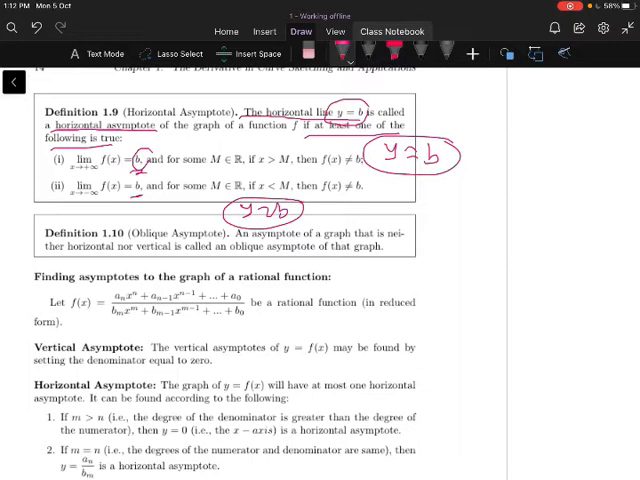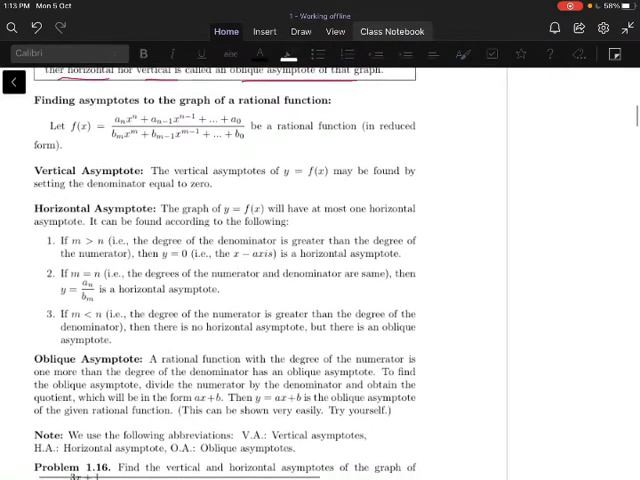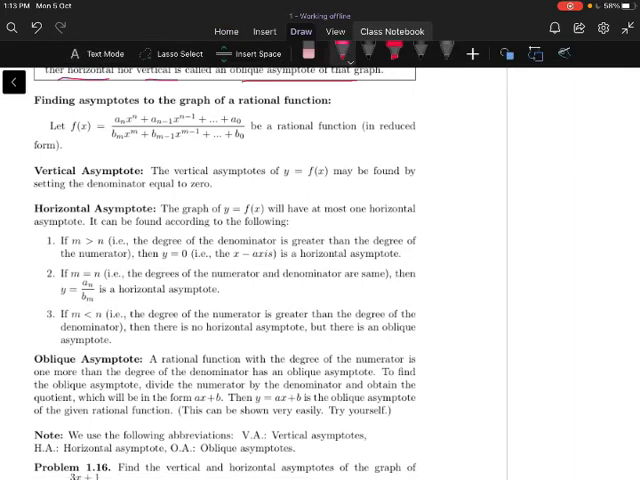Suppose there are no horizontal asymptotes, one can look for another asymptote, that is the oblique asymptote. An asymptote of the graph that is neither horizontal nor vertical is called an oblique asymptote. I'll tell you how to find the oblique asymptotes in future. Let us now find the asymptotes of the given rational function.